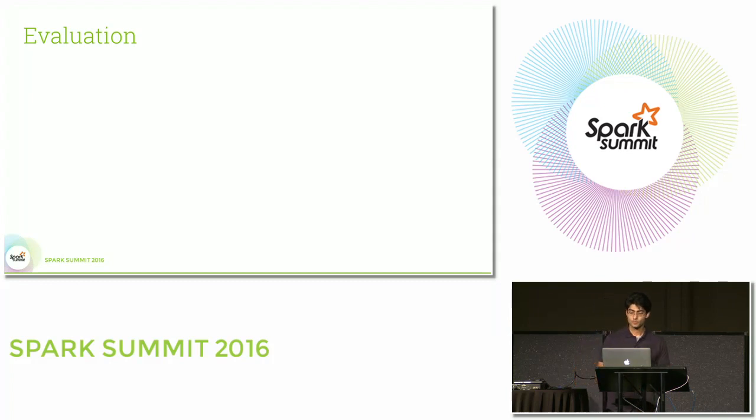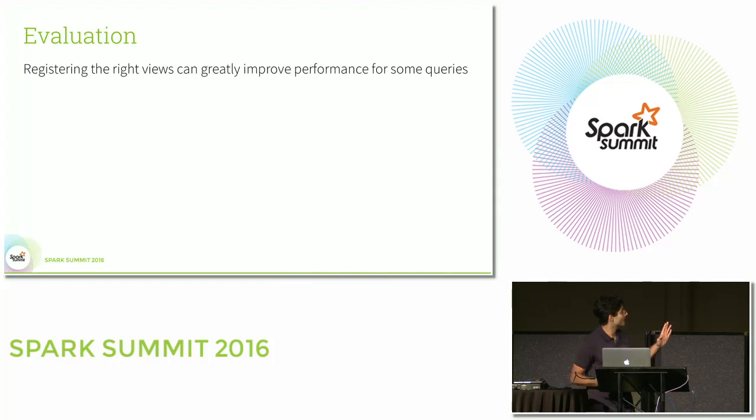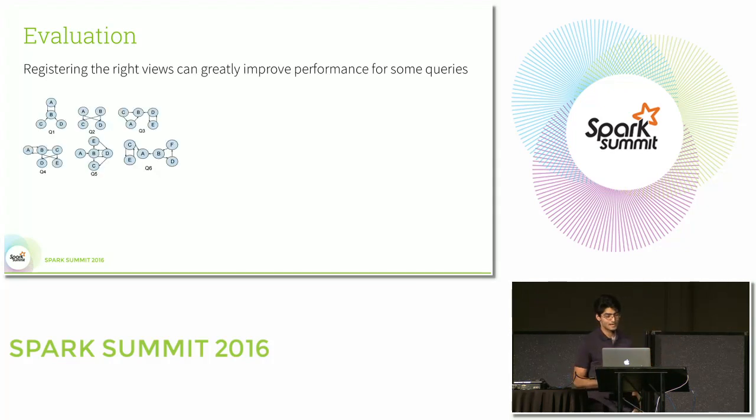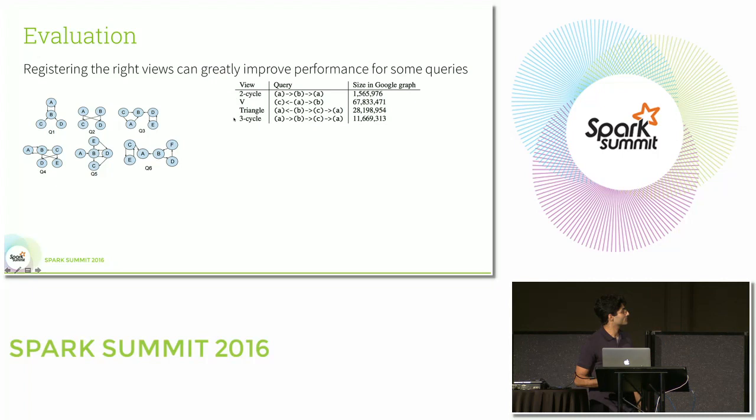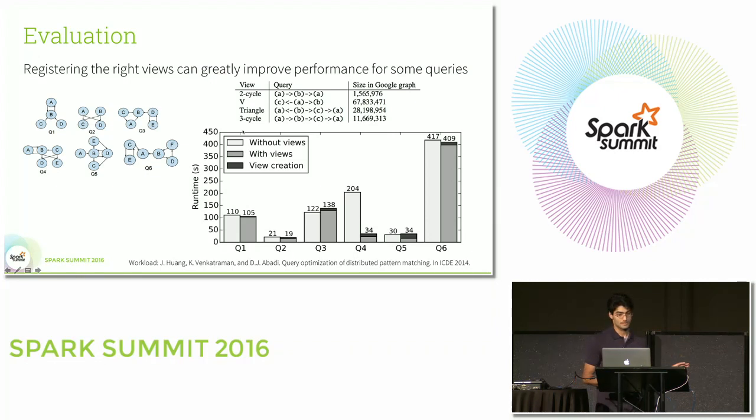Now finally, this is the final evaluation slide. We wanted to run an existing graph query workload and figure out how much this view registration really helps in practice. So we took a fairly standard set of 6 graph queries, which come from some graph database literature. Then we materialized these 4 views, which felt natural and seem to show up a lot. Things like a 2-cycle or a triangle are the kinds of views. Then we ran these 6 queries using GraphFrames, with and without registering those same views.